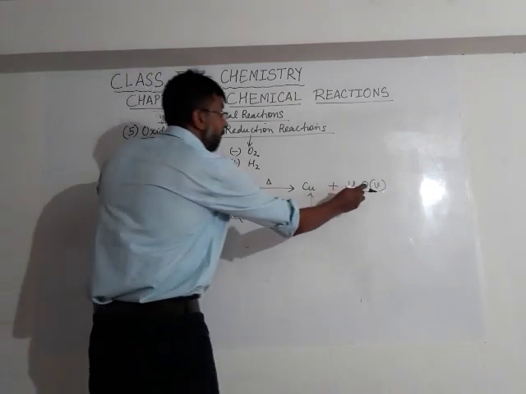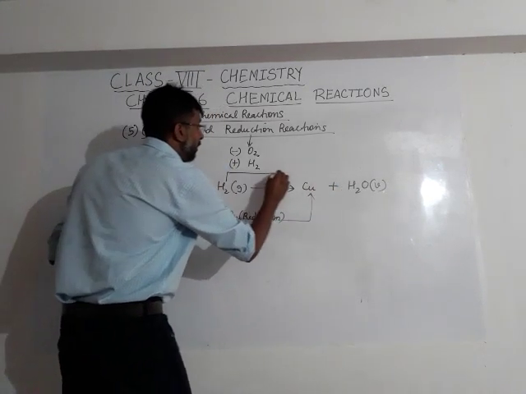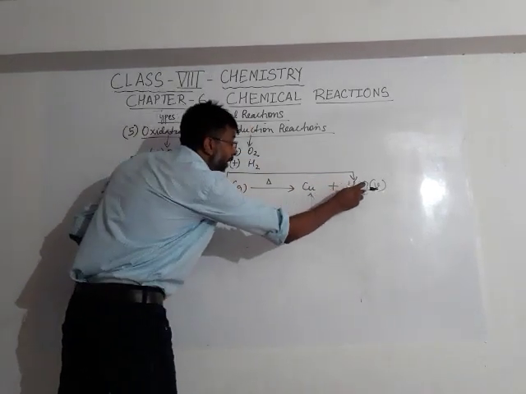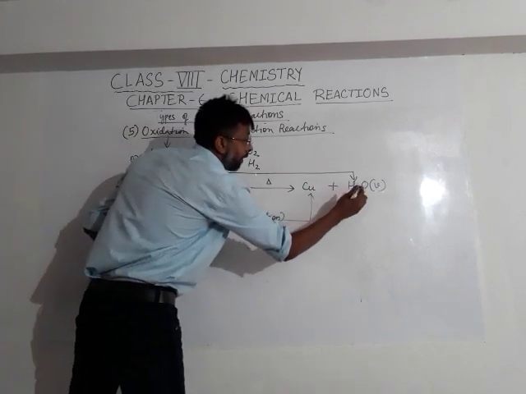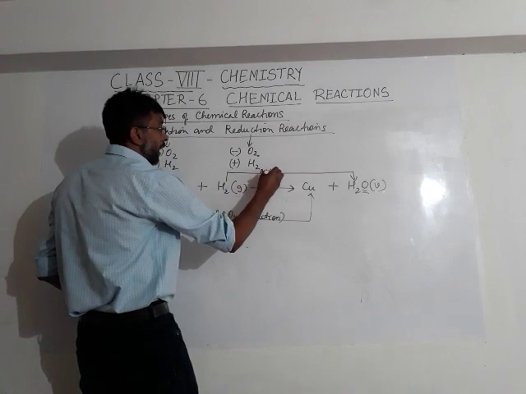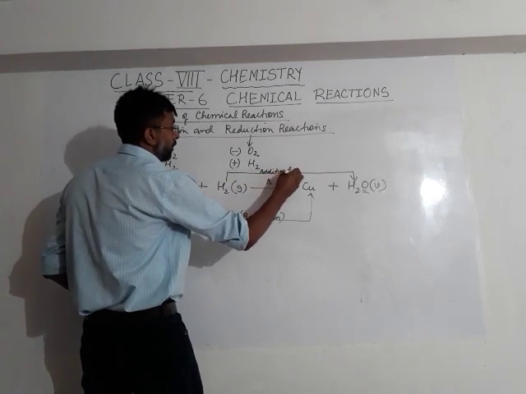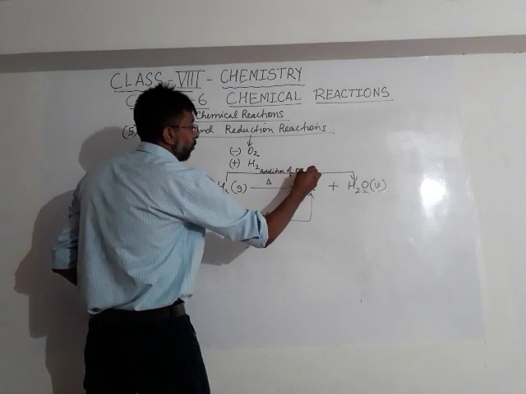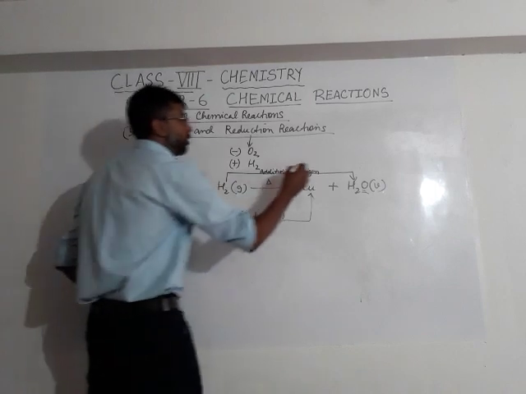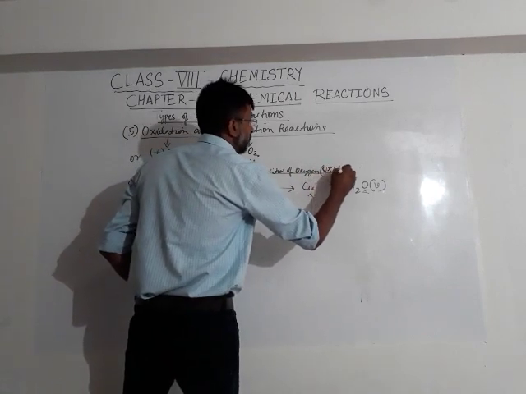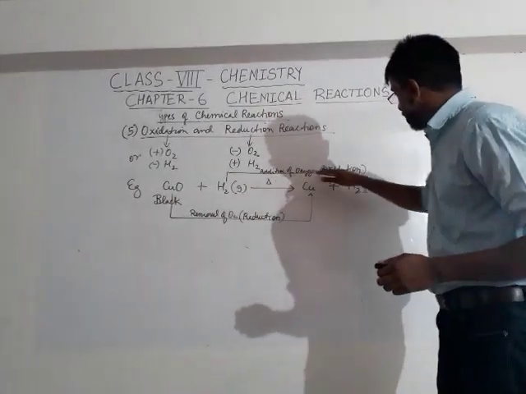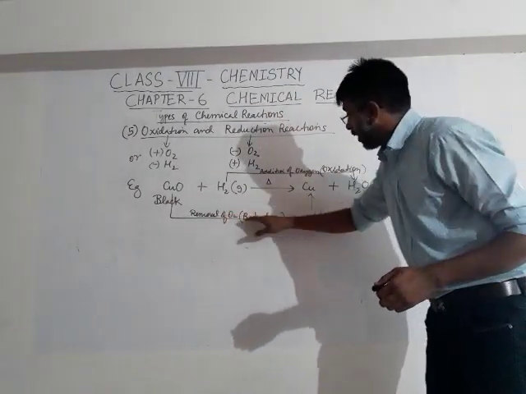Now, on the other side, this hydrogen gas, after reacting with copper oxide, is forming water vapor. So hydrogen is becoming water vapor. And in this water vapor, is there oxygen? So here there is addition of oxygen. Addition of oxygen is oxidation. So such a reaction is called an oxidation reaction and a reduction reaction.